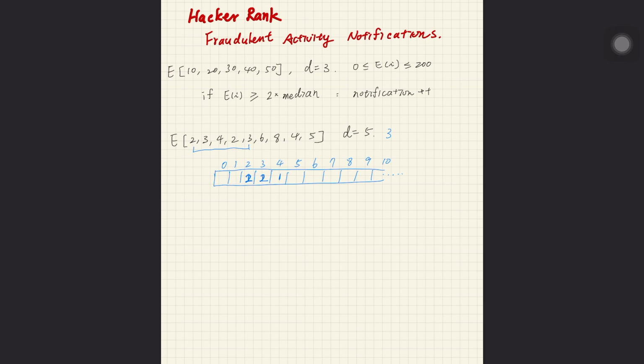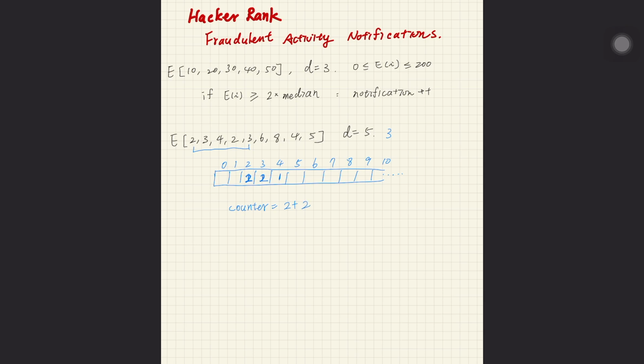Now we know that we have 2 of 2. We'll have another variable, let's call it counter. So we have 2 of 2, and then next we'll find out, oh, here is another 2.